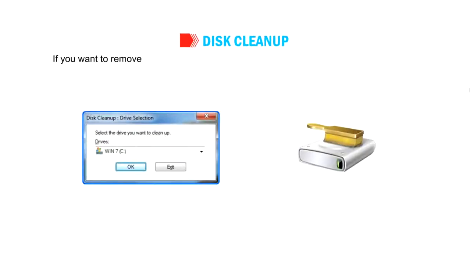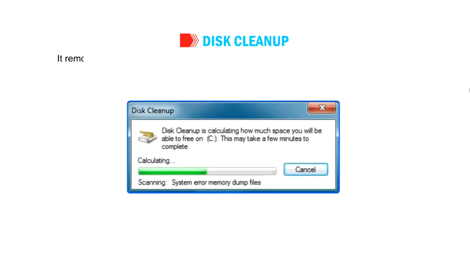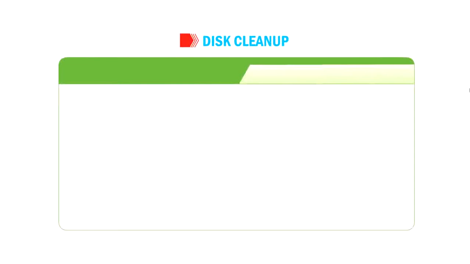If you want to remove some unnecessary files from your hard disk to free up disk space and to help your computer run faster, use the disk cleanup feature. It removes the temporary, internal and downloaded program files, empties the recycle bin files and other items that are not being used for a long time. Let's do an activity using disk cleanup.